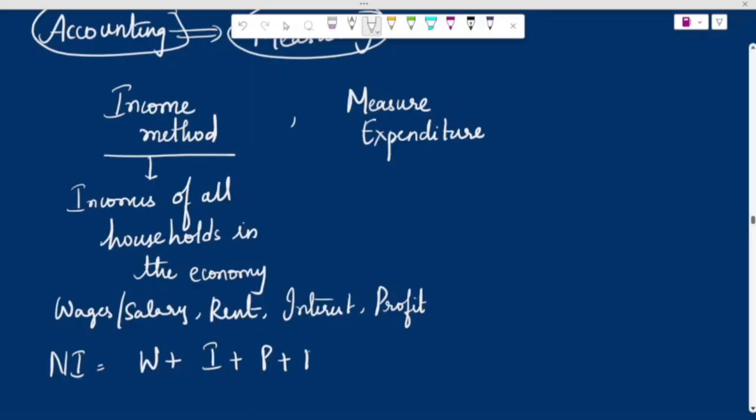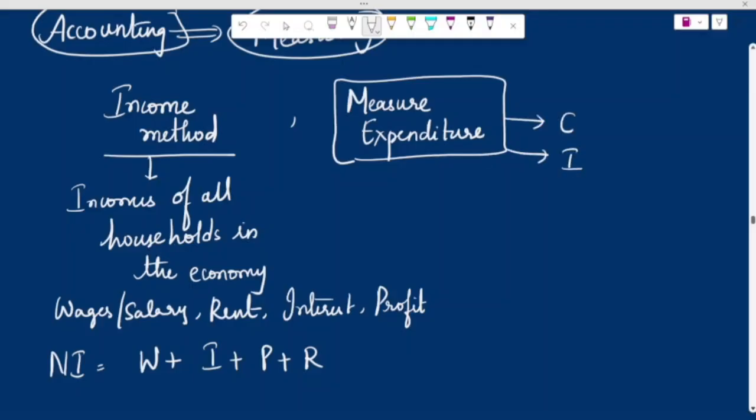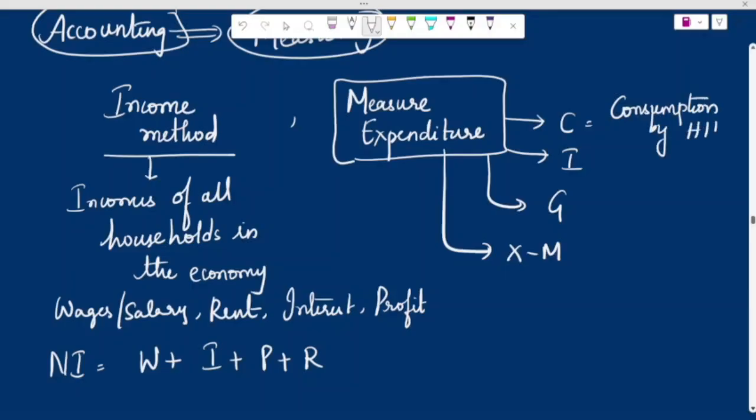So we can write that national income through the income method can be written as wages plus interest plus profits plus rents. Yes. So expenditure. Here we have seen only expenditure of households in the circular flow economy, but expenditure will be done by, so C is nothing but consumption by households. Fine. Then I is nothing but investment by firms.